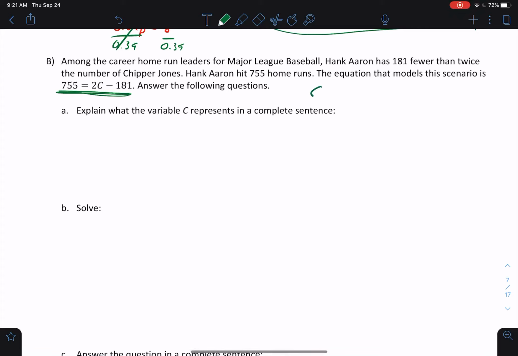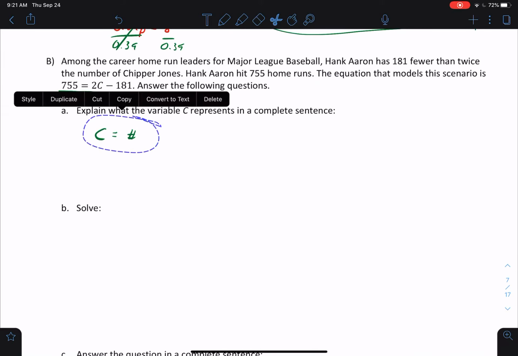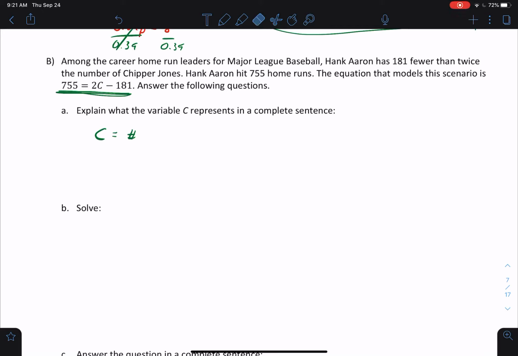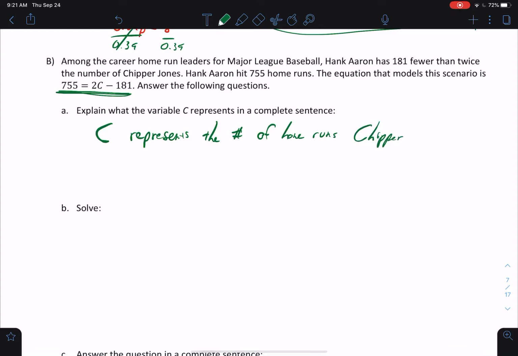So C represents the number of home runs. Oh, I guess that's what question 1's asking. Here, let me move this down there. It wants a complete sentence. So C represents the number of home runs Chipper Jones had. Okay? Now it wants us to solve this equation.